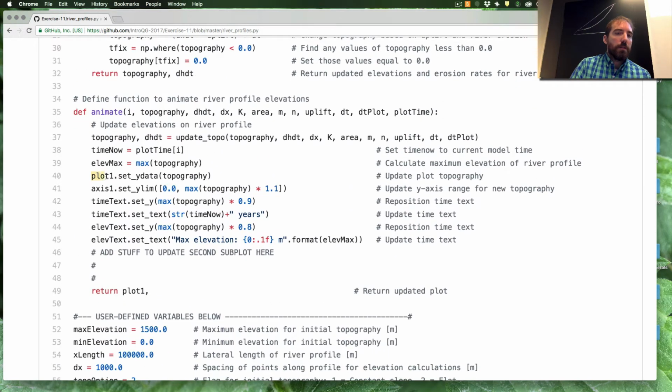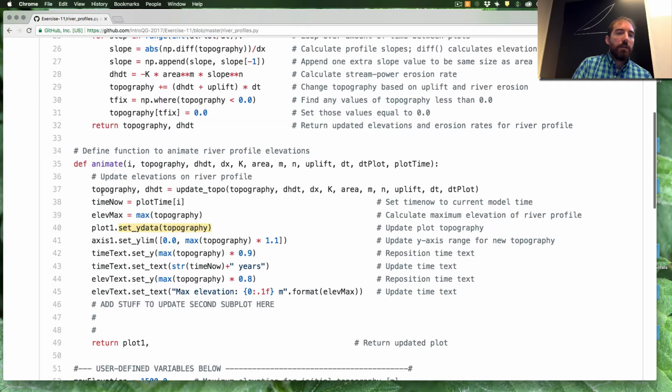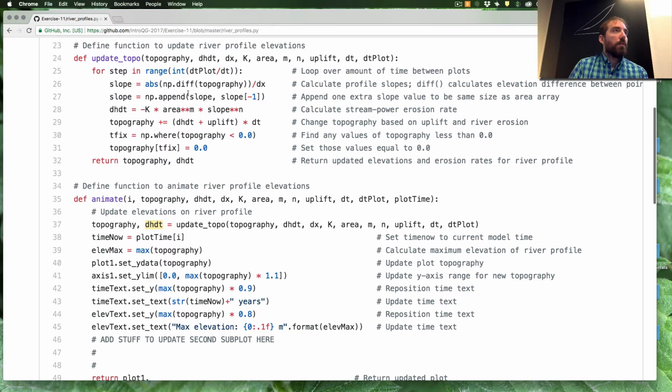And you can see that, for instance, plot1.set_ydata(topography). So topography is the elevation of the river channel, and here I'm just saying topography has changed, because the first thing I do in this animate function is I assign a new value to topography and a new value to DHDT that comes from this update topo function. Maybe this is confusing, but essentially we just allow some time to pass, we change our river channel geometry, and we have to update the new elevations of the channel there.